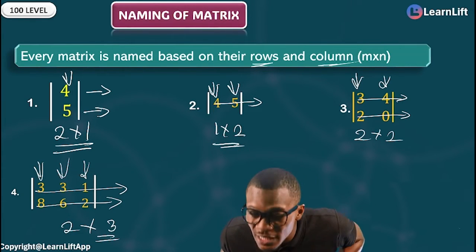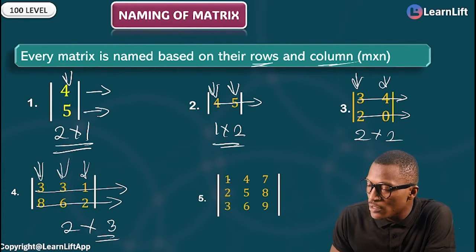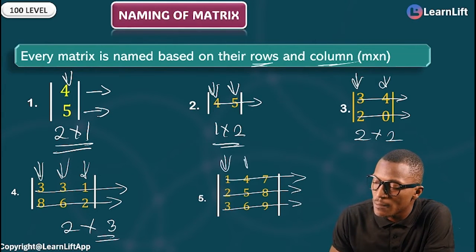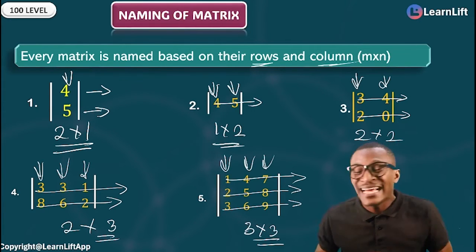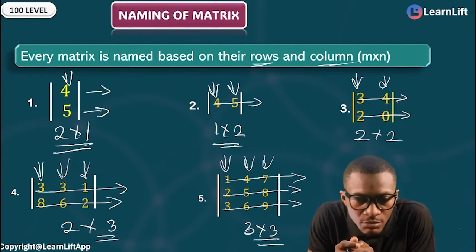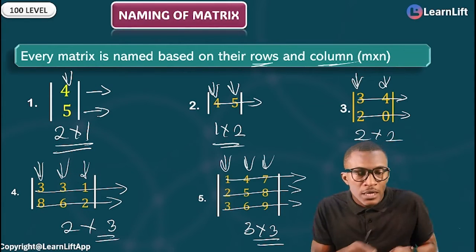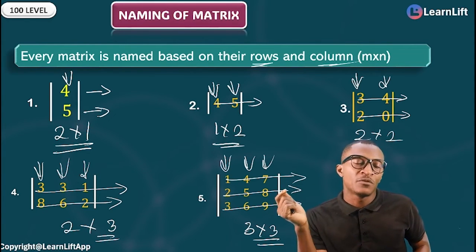Can you name any matrix now? What can you say about this matrix? How many horizontal? 1, 2, 3. How many vertical? 1, 2, 3. This is a what? 3 by 3 matrix. By now you should be able to name any matrix, anything. The rows first and the what? The column. The rows first and the column. That is everything about naming of matrices.